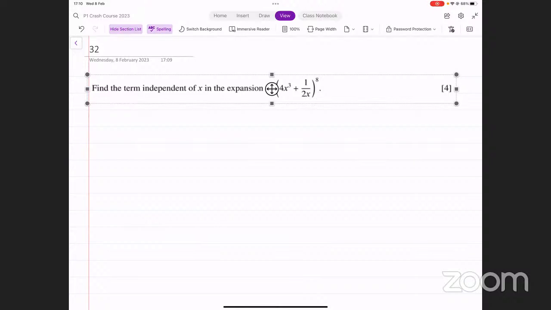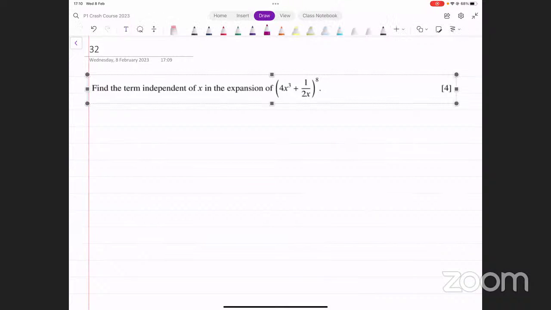Now, first of all, we need to understand what this thing means. Find the term independent of x. Independent of x means the term that does not have an x in it. That means a constant term, right? Or in other words, you could also say it's the term that has x power 0. So whenever it says independent of x, what you're looking for is the term that has x power 0. Okay, that's what we want.